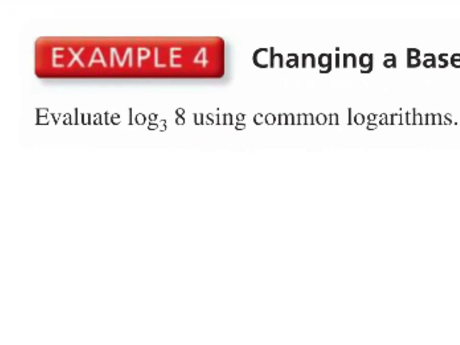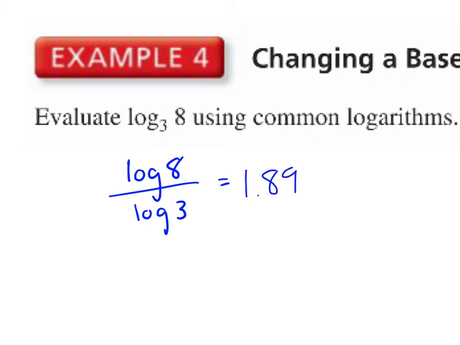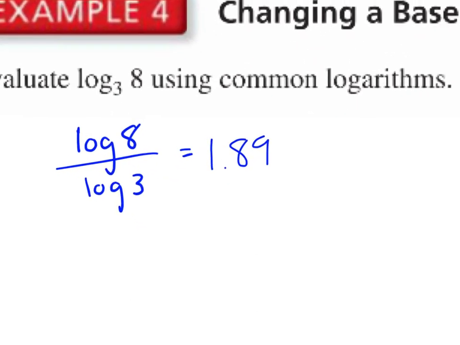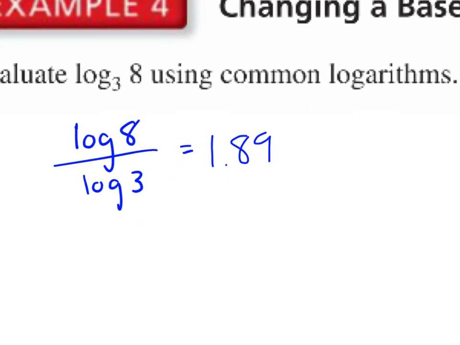So evaluate log base 3 of 8 using common logarithms. So what goes on top here? The 8. And what goes on the bottom? The 3. So what's log of 8 divided by log of 3? You guys need your calculators for these. Awesome. 1.893. Does it say how many decimals to leave it? Nope. So 1.893. We can leave it with 3 decimal places.